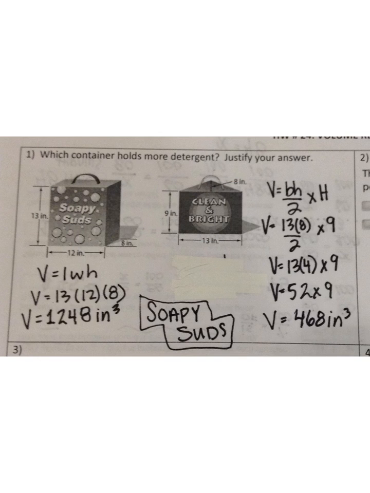With Soapy Suds, I used length times width times height, and I multiplied and got 1,248 cubic inches. With Clean and Bright, it is a triangular prism, so it's base times height divided by 2 times the height of the prism. The base of that triangular prism is 13, and the height is 8, so I did 13 times 8 divided by 2, and multiplied it by the height of the prism, which is 9. I simplified and ended up with 468 cubic inches. So Soapy Suds holds more detergent because it has the higher volume.